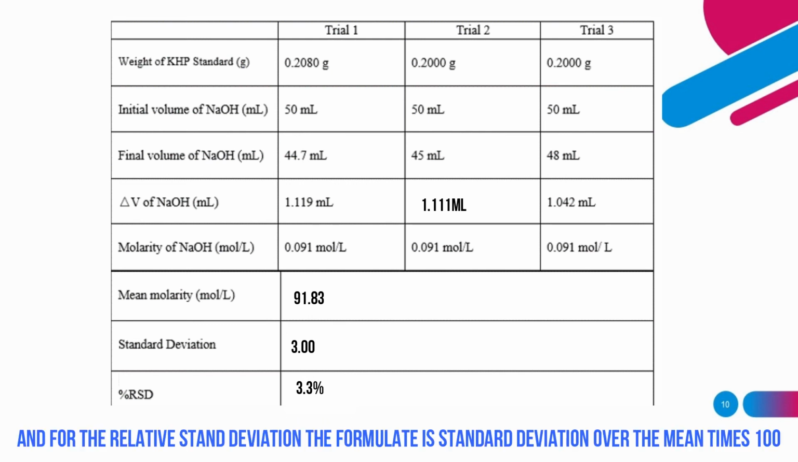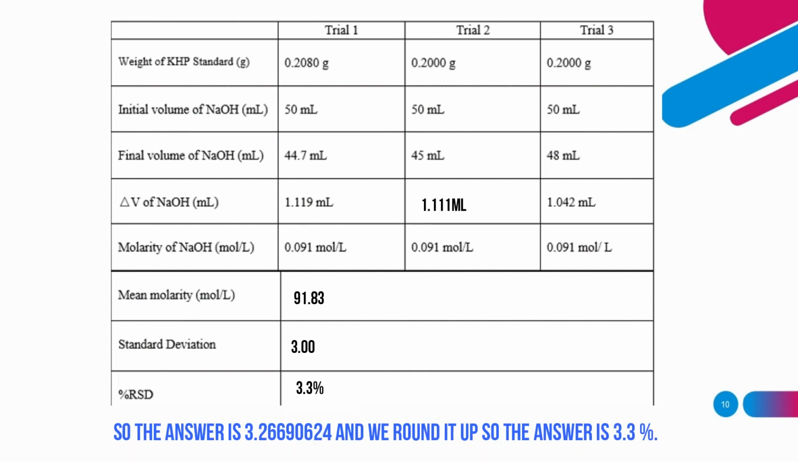And for the relative standard deviation, the formula is standard deviation over the mean times 100. So the answer is 3.26690624, and we round it up, so the answer is 3.3%.